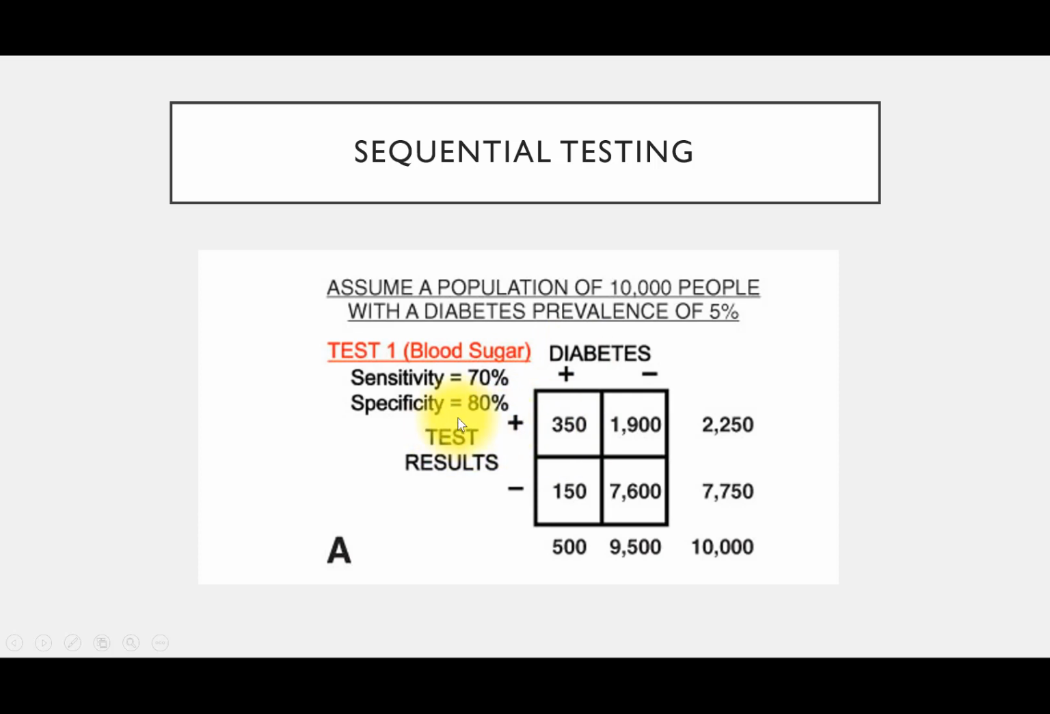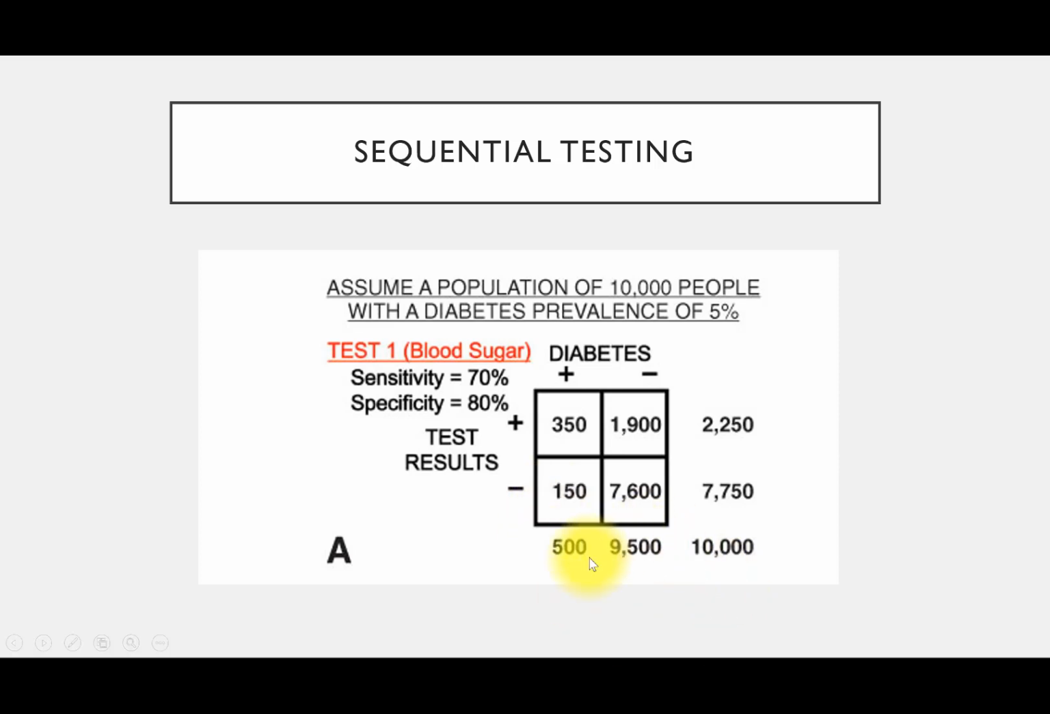With a specificity set at 80%, we will correctly identify 7,600 people who do not have diabetes. So that's 80% of 9,500 people, right? So 7,600 people will test negative. Now let's look at this 2x2 table and the positives for diabetes. Okay, we will do the math. 500 people truly have diabetes. We were able to diagnose 350 of them. That means we still have 150 people who are actually positive for diabetes, but they tested negative.